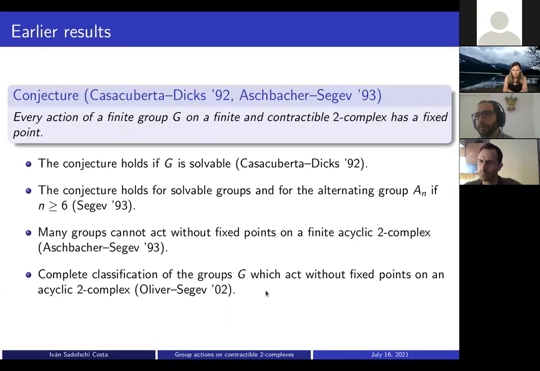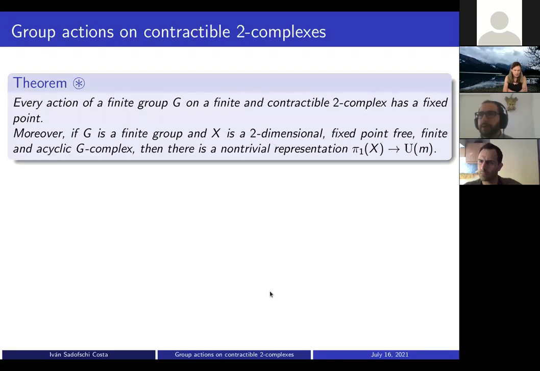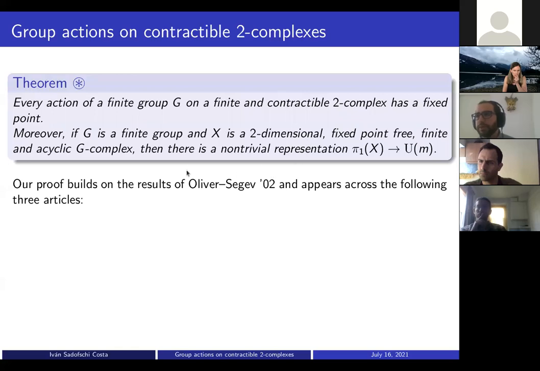So what we were able to prove very recently is the following result, which says that every action of a finite group G on a finite and contractible 2-complex has a fixed point. To prove this, what we do, in fact, is prove the following. If G is a finite group and X is a 2-dimensional fixed point free finite and acyclic G-complex, then there is a non-trivial representation of the fundamental group of X on a unitary group.